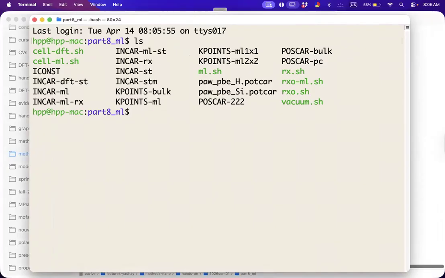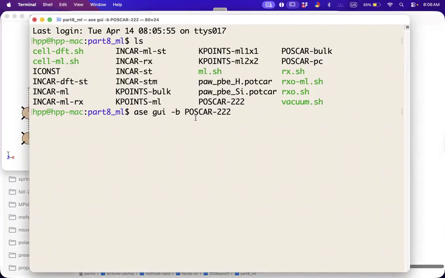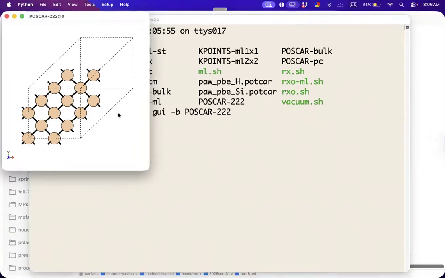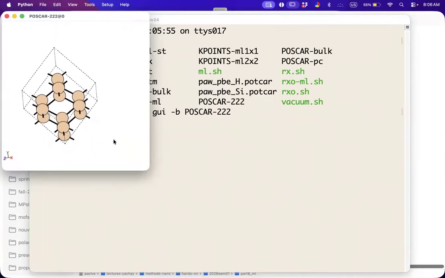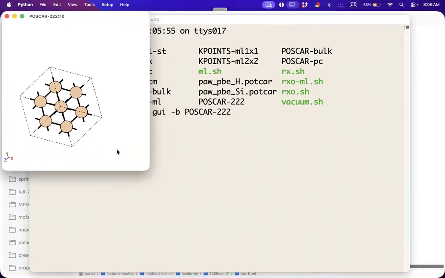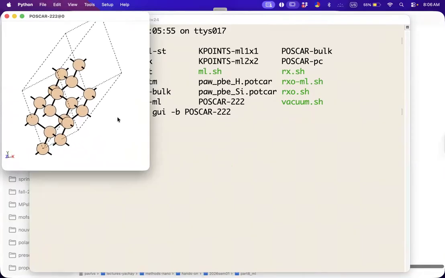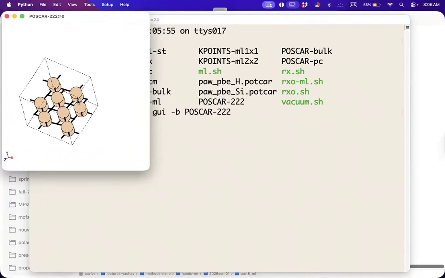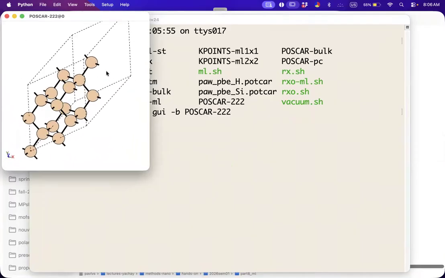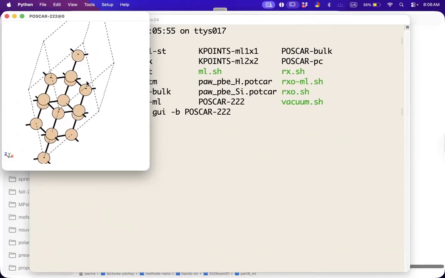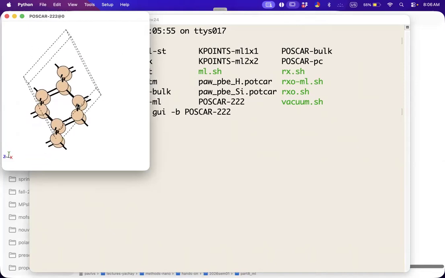So first of all, what is this? Let's see what this POSCAR is. So with ASE, right? ase gui POSCAR 2 by 2 by 2. As you can see, this POSCAR 2 by 2 by 2 is this, right? I got this file from the optimal structure of silicon FCC expanded in 2 by 2 by 2, or two times in all directions, right?